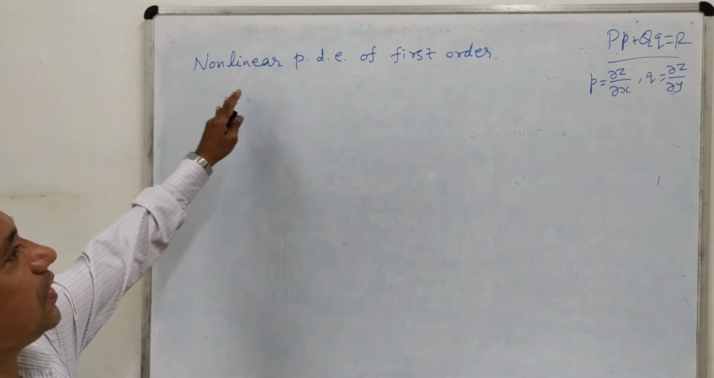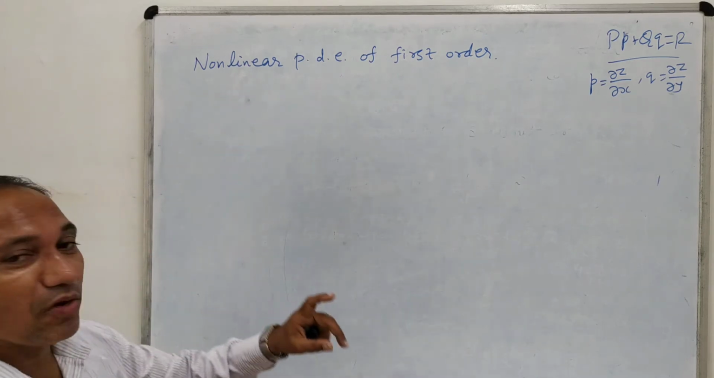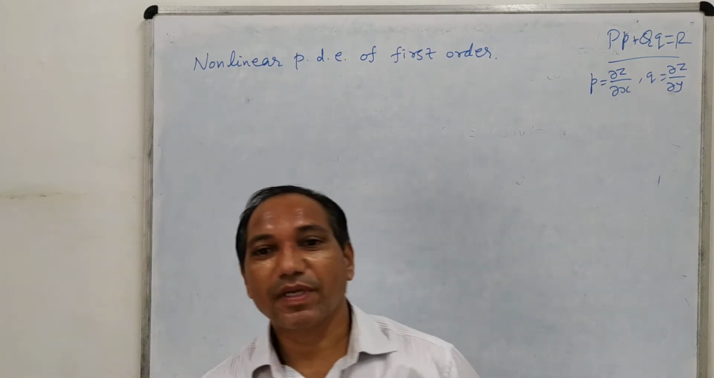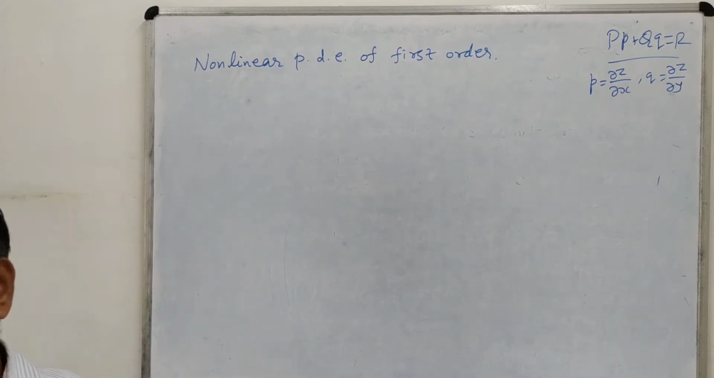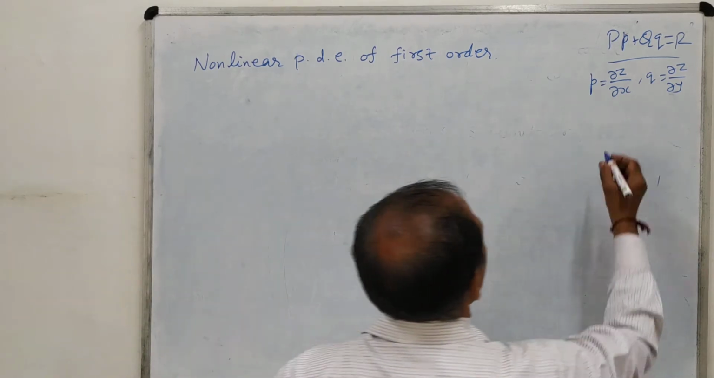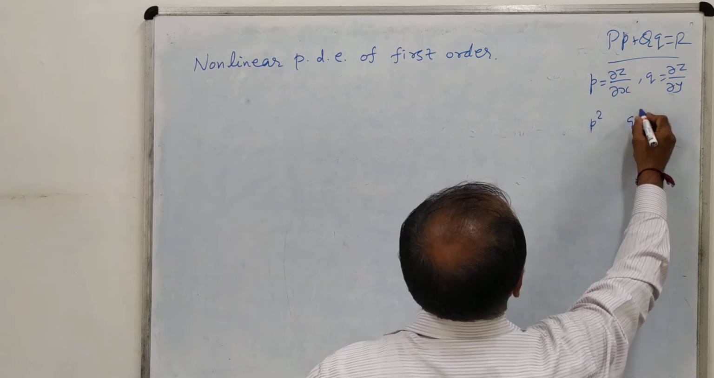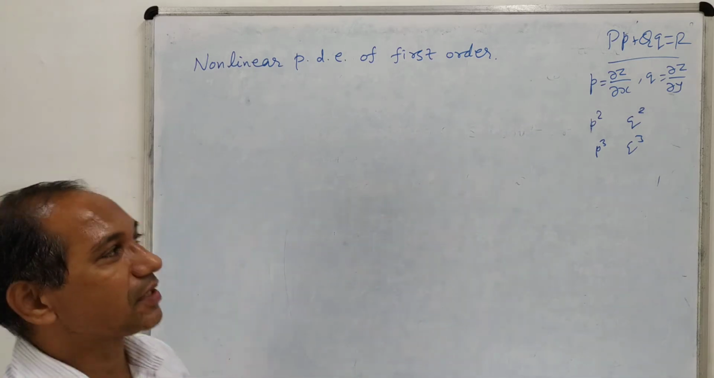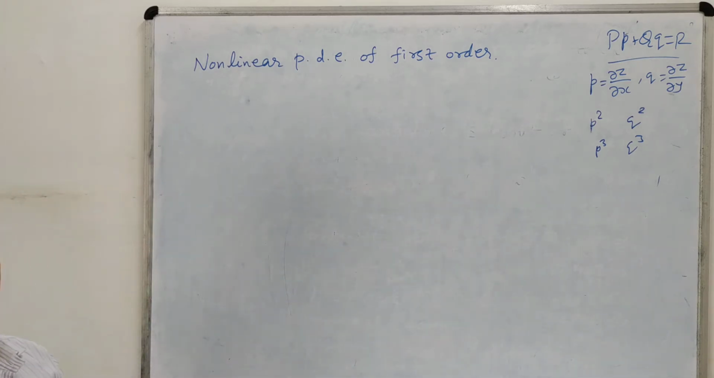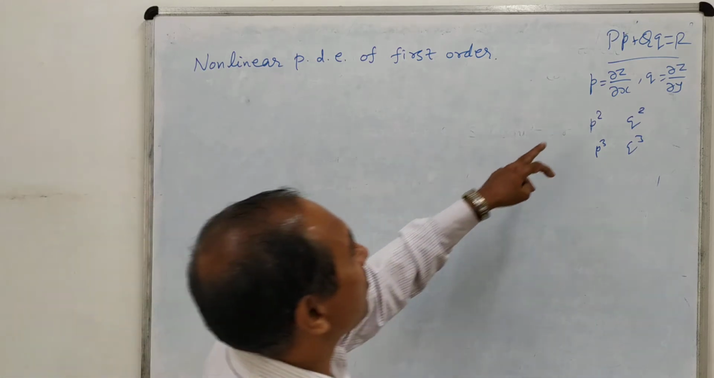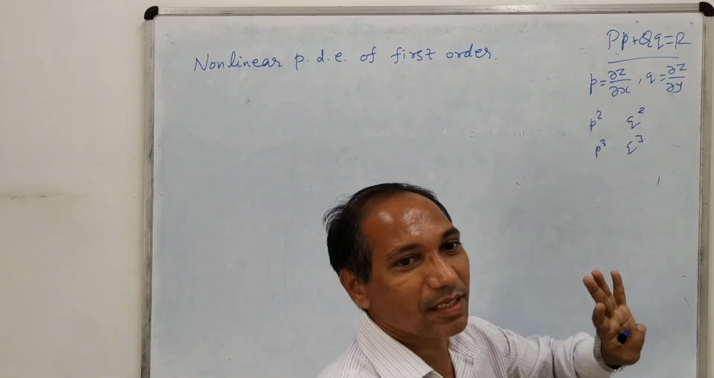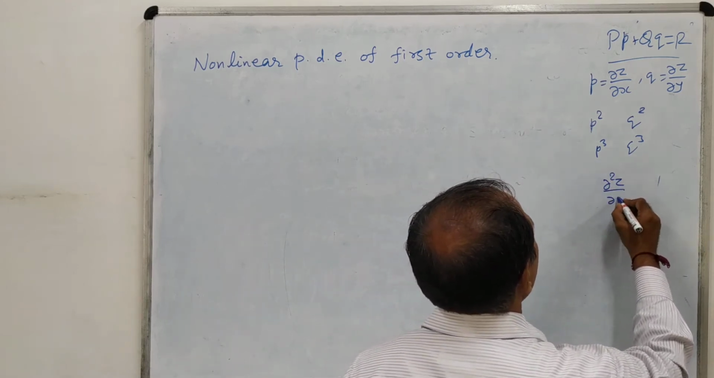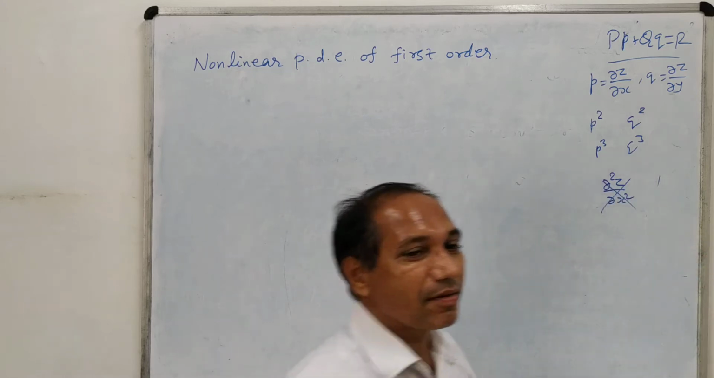But here we want to see non-linear. Non-linear means p and q will appear there. That means del z by del x and del z by del y will appear there. But with that, there may be higher order also. That means sometimes del z by del x whole square, p square, q square, or p cube, q cube, like this. If these kind of terms are involved in the equation, we say that the equation is non-linear and is of first order, because we are only involving first order derivatives, del z by del x and del z by del y only. That means we are not involving second derivatives, that means del square z by del x square, etc.